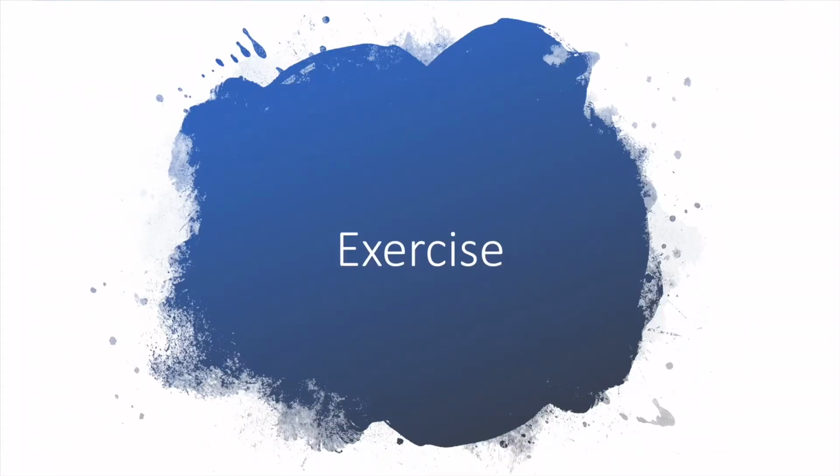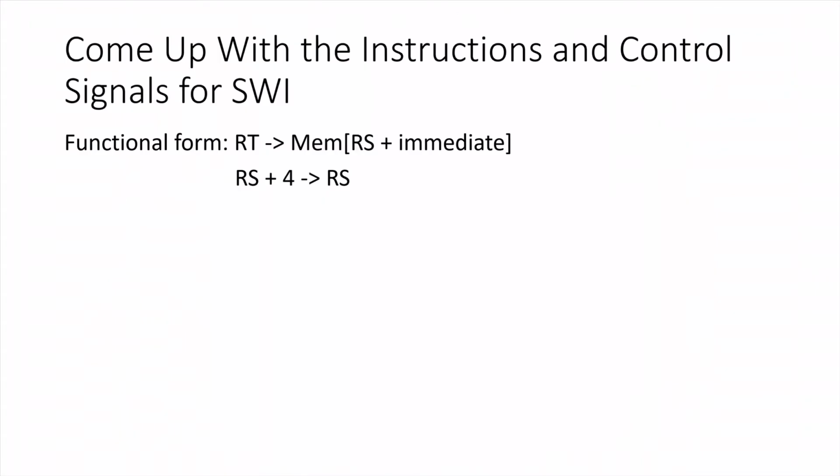Alright, let's do some exercise. First off, modeling the path of the store instruction, come up with the instruction sets and the control signals for the store word increment. Its functional form is given as the data of the register RT is stored at the memory address of register RS with an immediate offset. Then the RS address is incremented at the end.